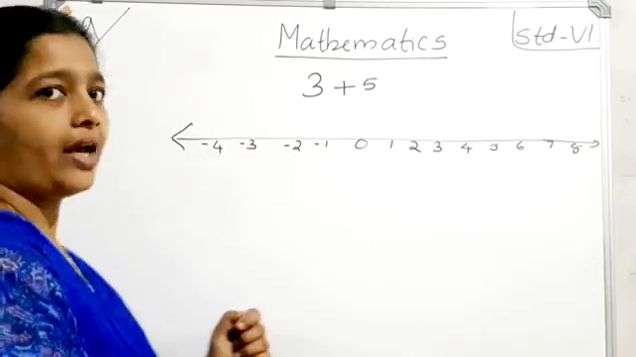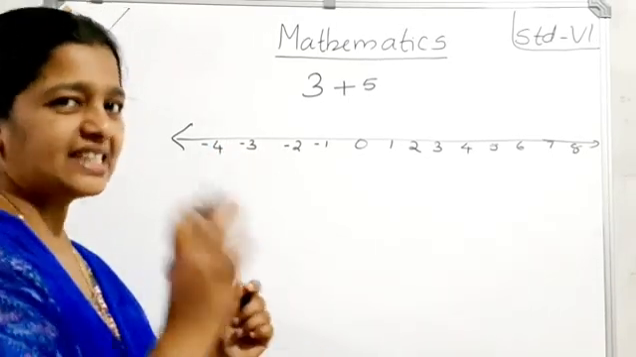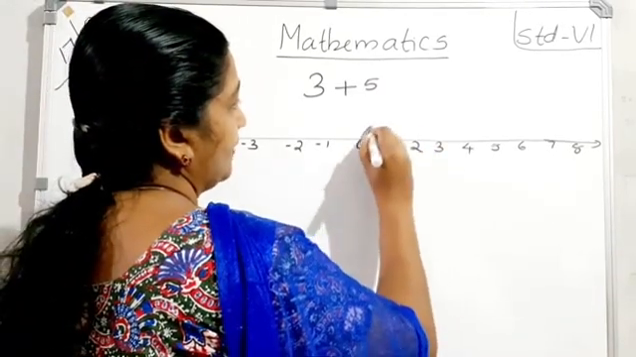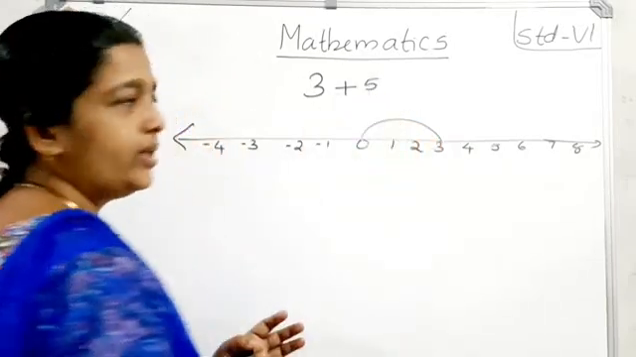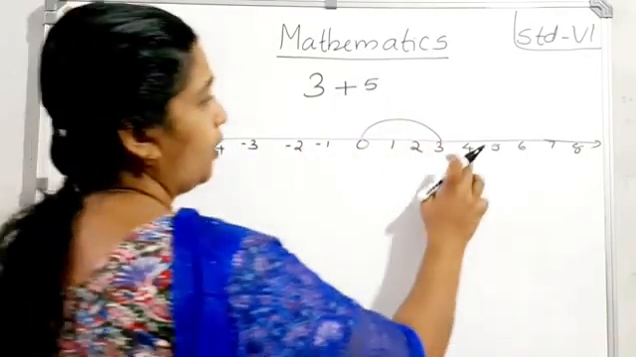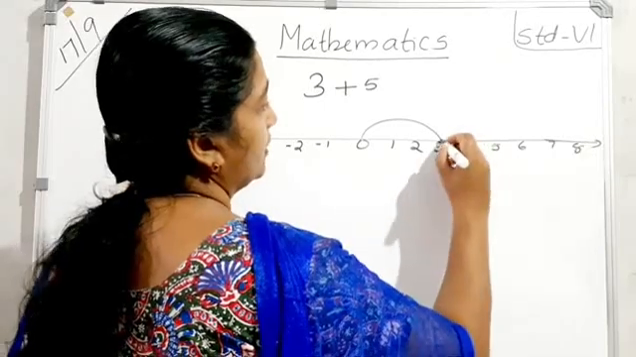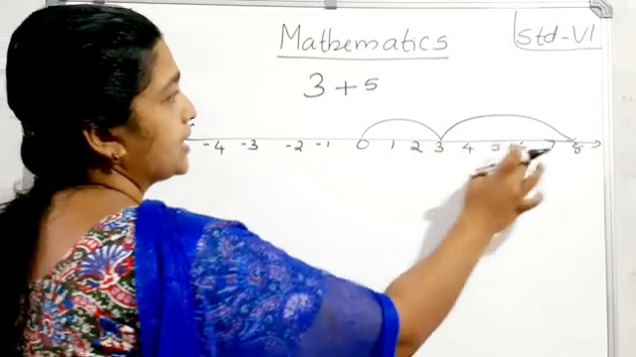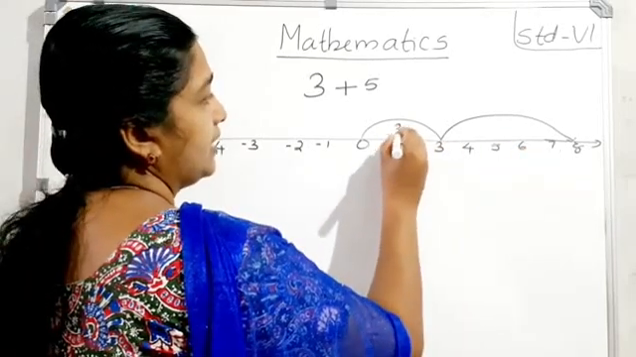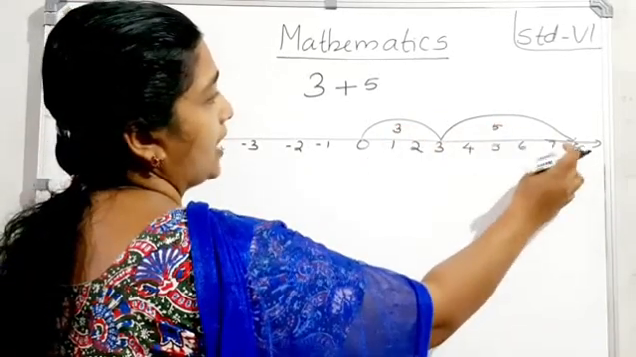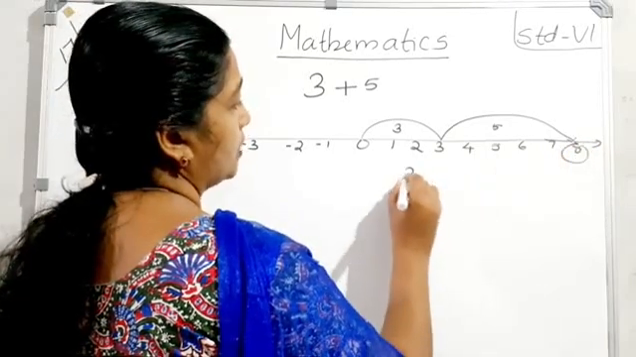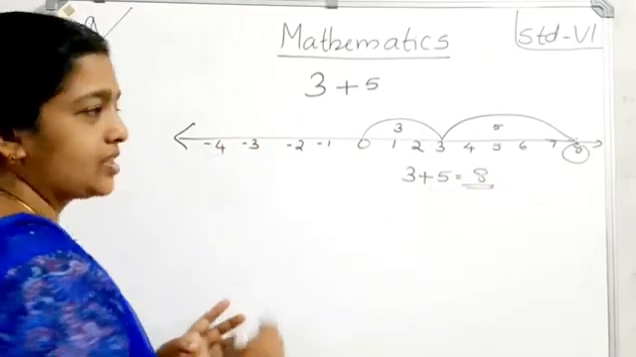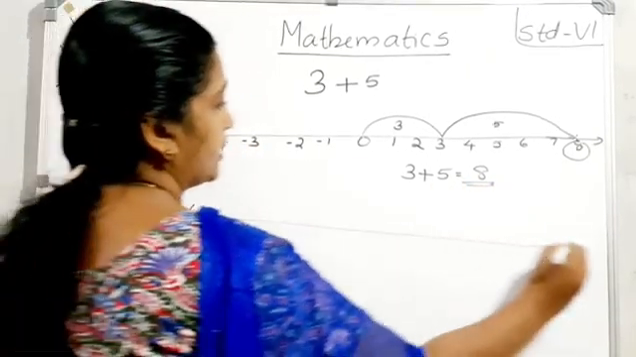So 3 plus 5. You want to start from 0 and go 3 divisions: 1, 2, 3. Understand? Then how many divisions? 5. That is 1, 2, 3, 4, 5. So starting at 3, moving 5, the last number is 8. So 3 plus 5 equal 8. Understand? Yes. Next question.